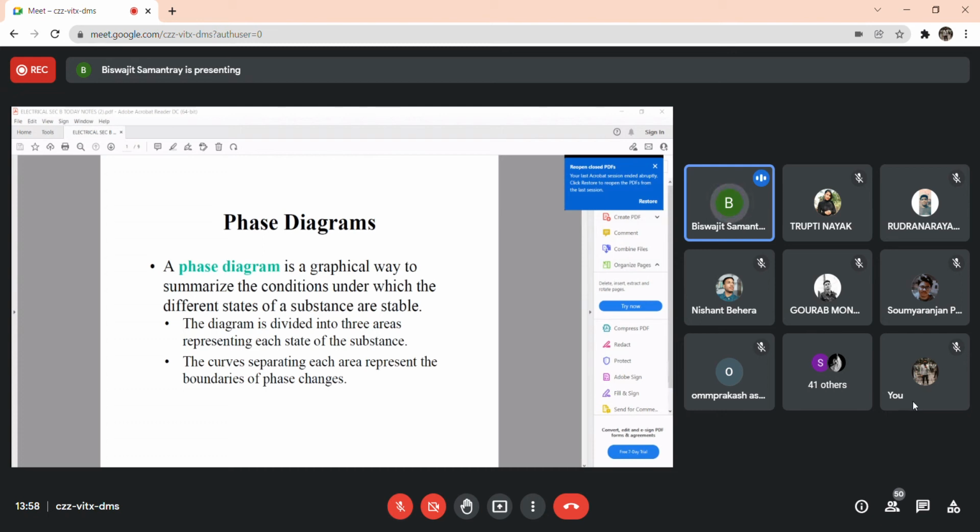So your phase P is equal to 2, C is equal to 1 because it's a one component system. What is the degree of freedom? What will the degree of freedom be on a line?